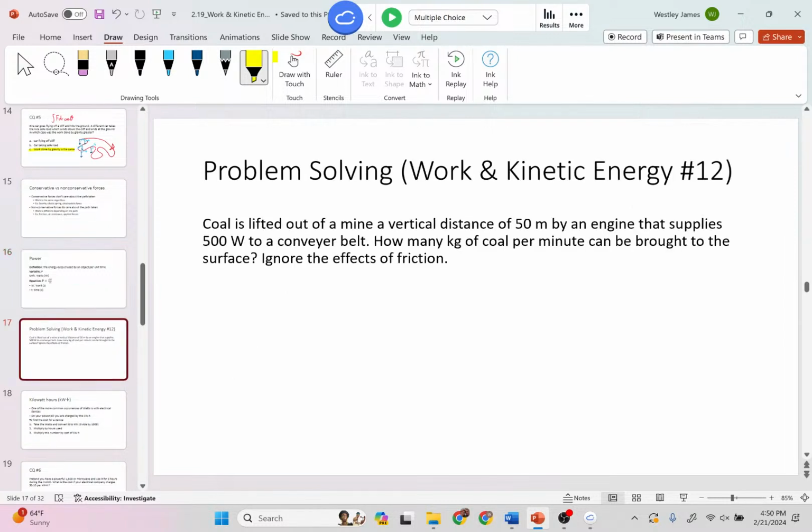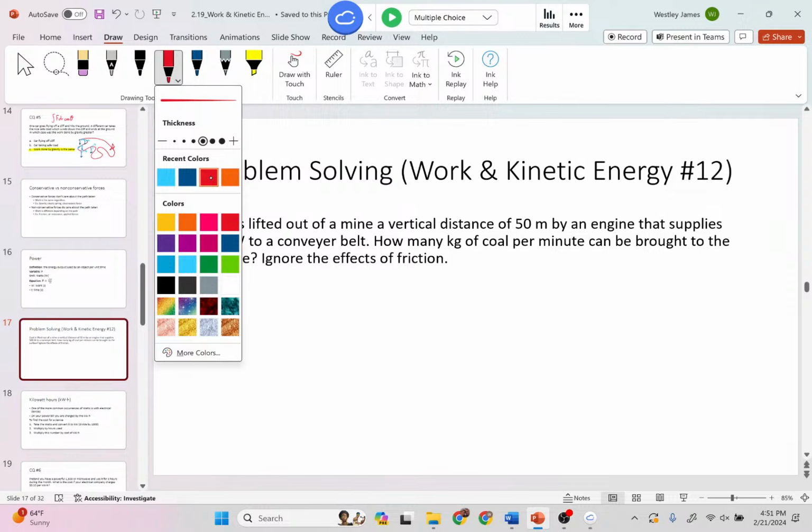Okay, so let's look through this problem. Coal is lifted out of a mine a vertical distance of 50 meters by an engine that supplies 500 watts to a conveyor belt. How many kilograms of coal per minute can be brought to the surface? Ignore the effects of friction. Very important to ignore the effects of friction. Notice in this problem, it does not tell you the path that this conveyor belt takes. This conveyor belt could be really steep or really not steep. Doesn't matter. Gravity is a conservative force.